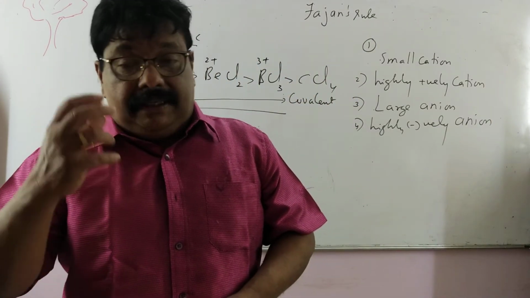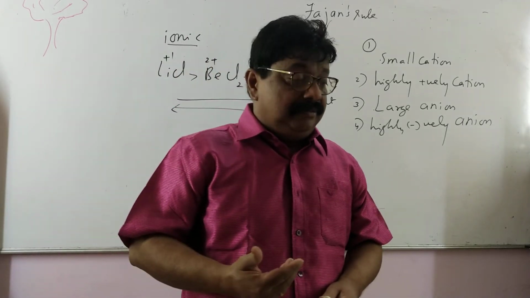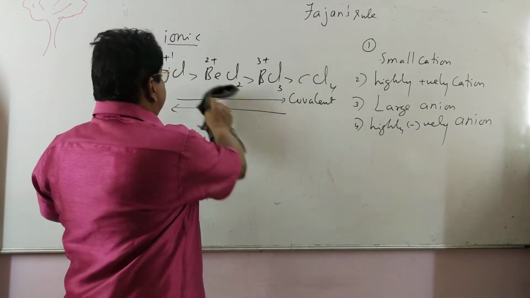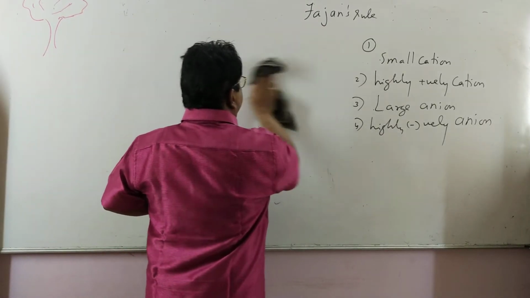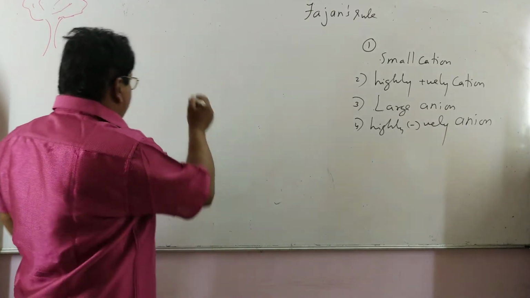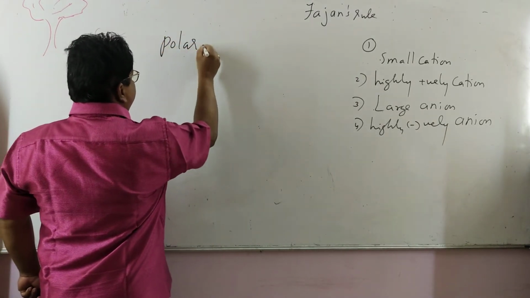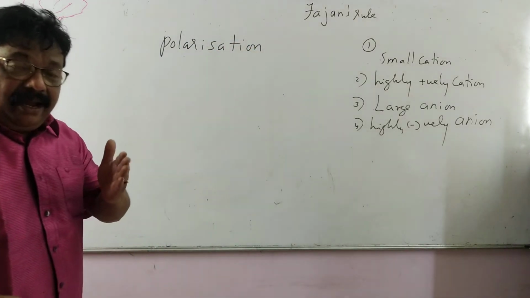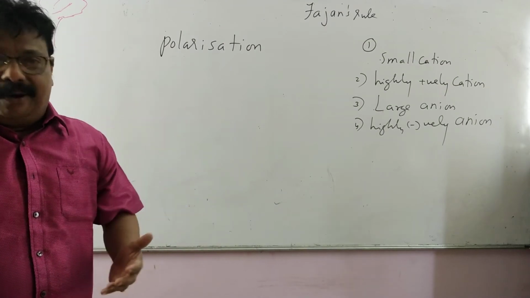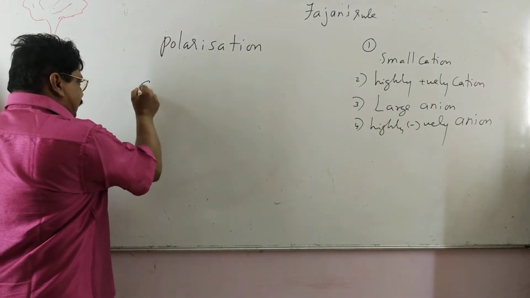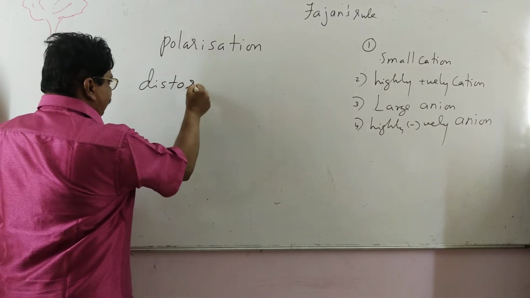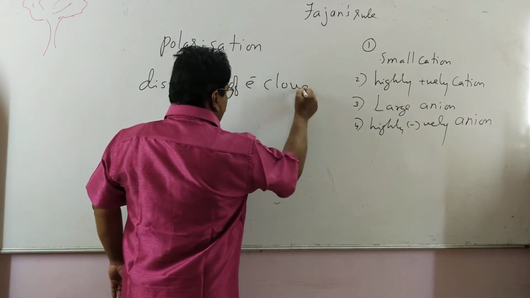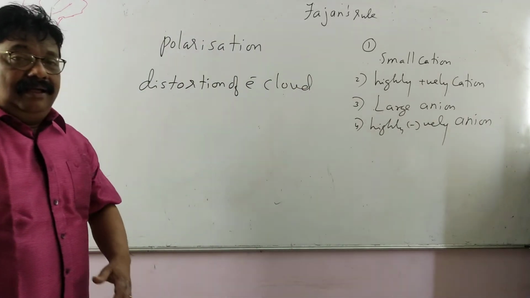Now, why does this covalent character develop in the compound? To understand this, we have to learn the phenomenon called polarisation. What is the meaning of polarisation? That is what I am going to explain now. Polarisation means distortion of the electron cloud. I will explain again.